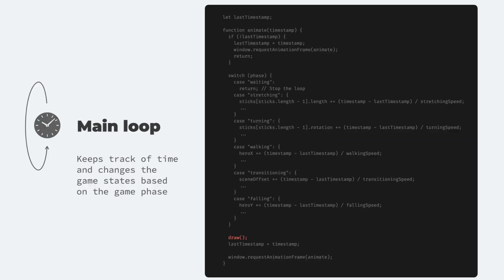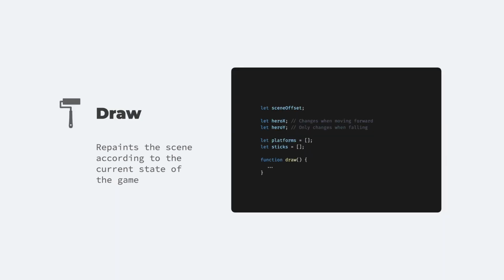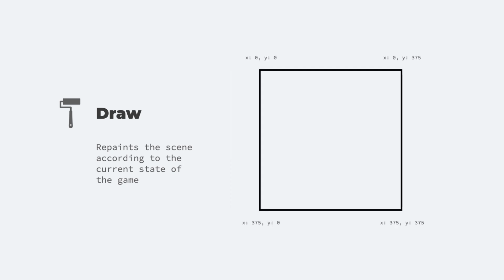So that's the main loop, how the game moves from phase to phase, changing a range of variables. Let's move on to the part of painting the scene to the canvas based on these variables. The draw function takes into consideration the variables we change in the main loop and paints the whole canvas. It shifts the whole UI by the offset, puts the hero in position, and paints the platforms and sticks. When we use Canvas, we have a coordinate system with a center at the top left corner of the screen that grows to the right and downwards.